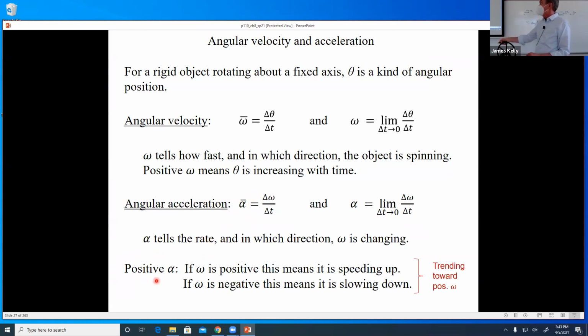You can test yourself. What about if alpha is negative and omega is positive? Well, if alpha is negative and omega is positive, then that means it's actually slowing down in the positive direction because it should be trending towards the negative. At least for me, that helps me to sort it out. Other questions on this before we move on? Okay.